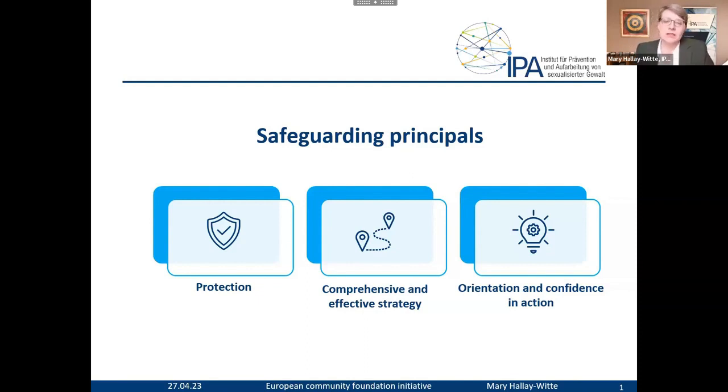Why do they matter? Safeguarding principles ensure that foundations working with local communities have a comprehensive and effective strategy to ensure this protection. They specify that all those involved, including staff, volunteers, parents, and so on, are informed of their rights, their responsibilities, and the relevant standards and procedures, and that they know the structures within the foundation in order to create a safe environment for everyone. They give orientation about the mission, about the attitude, and they give confidence in the action of the institution.